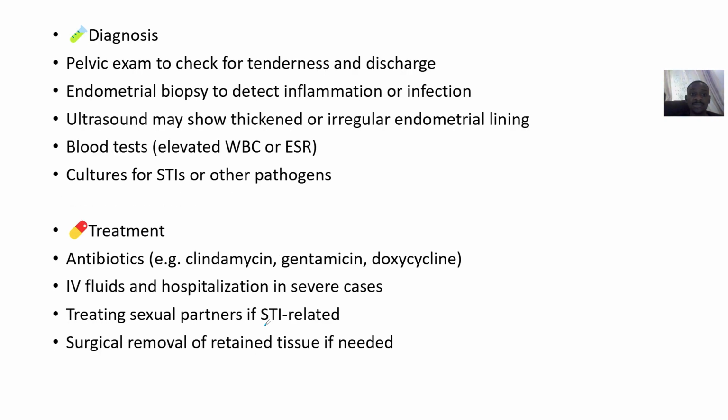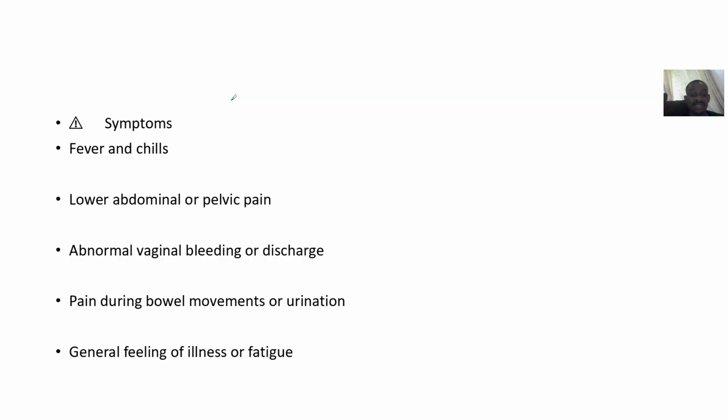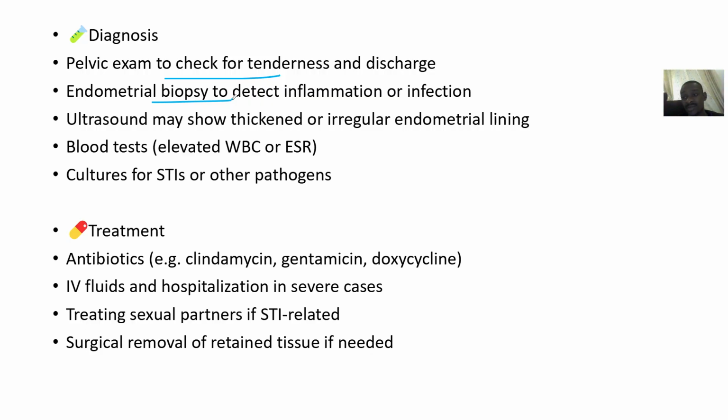So diagnosis is this: pelvic examination because you want to check for tenderness and discharge, endometrial biopsies because you want to detect inflammation and infection. Ultrasound may show a thickened or irregular endometrial lining. Blood tests, then cultures. You're doing the culture because you want to determine the specific organism that is causing that issue. So treatment, if it is bacterial infection, is antibiotics.